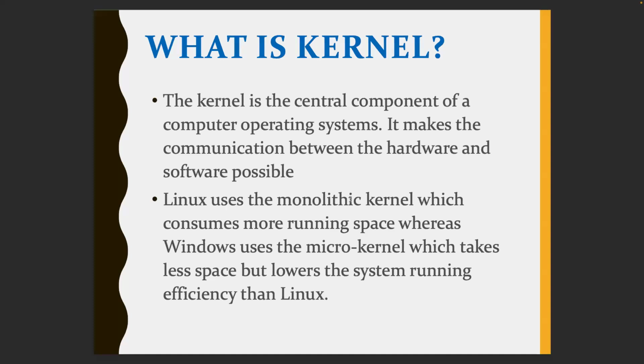If it is Windows, it's a microkernel, and if it is Linux, it's called a monolithic kernel. Microkernel takes less space and consumes fewer resources. The kernel is a different part depending on the operating system. Monolithic kernel is the one used in Linux, which consumes more resources like CPU and memory, but it is more efficient. Microkernel, though it consumes fewer resources, is not as efficient as the monolithic kernel used in Linux, right? That makes the difference actually.